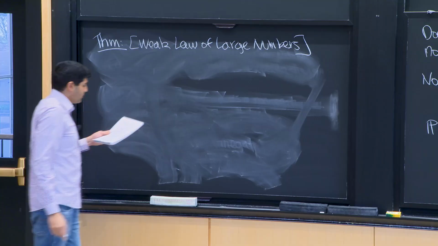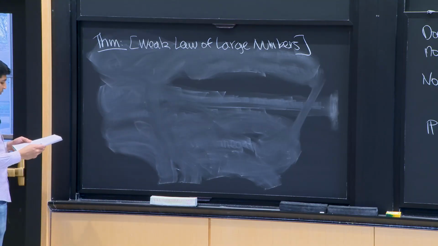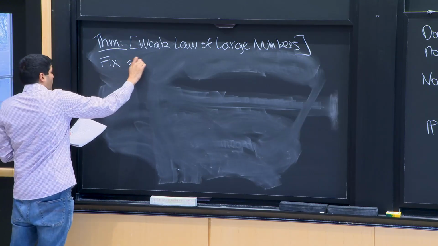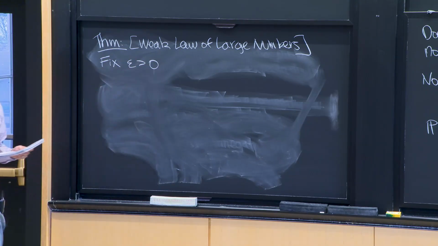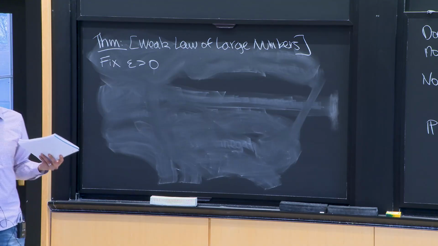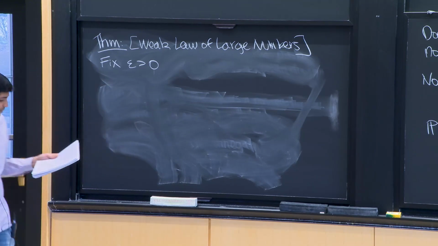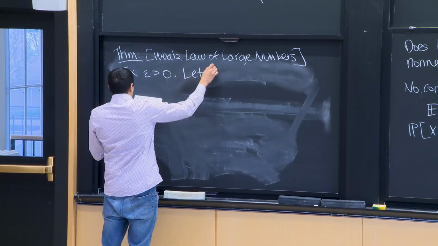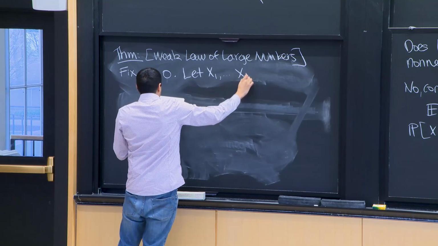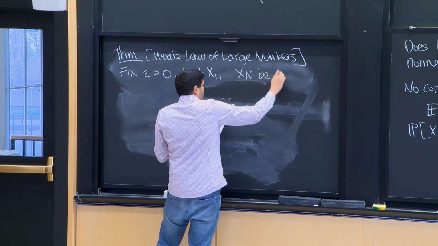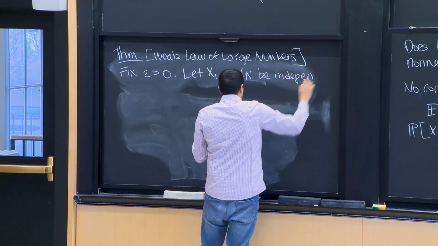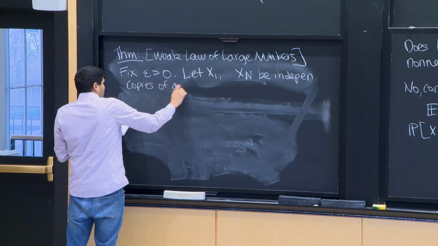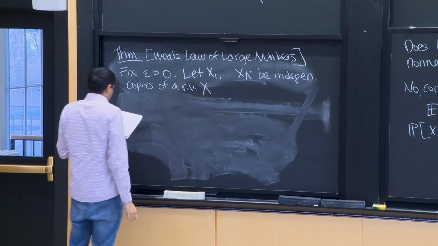Now, for the weak law of large numbers, you have to be very careful with the quantifiers. So let me write it down, and then we'll talk about it. So first, I'm going to fix some positive epsilon. That'll be some measure of how close I want a random variable to be to its expectation. And I'm going to let x1 all the way up to xn be independent copies of some fixed random variable x.